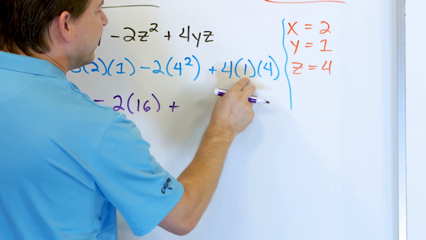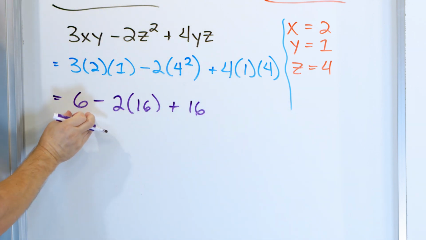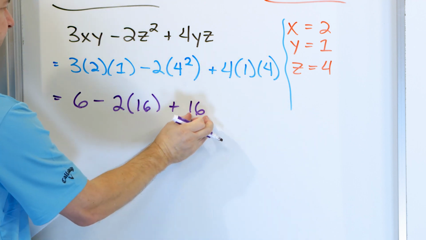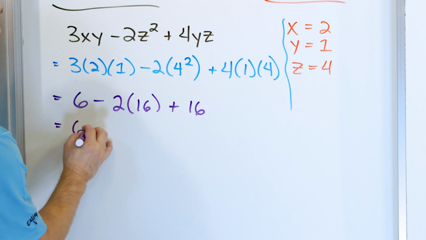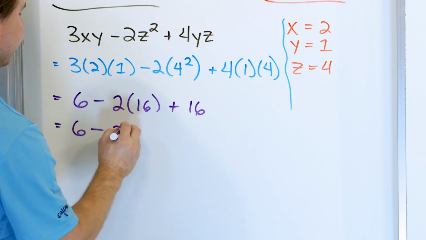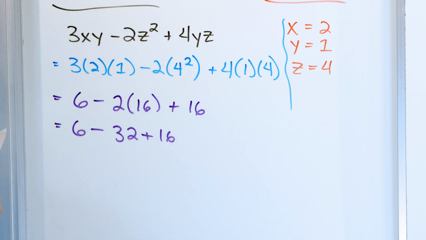Now in this step, 4 times 1 is 4, and then 4 times 4 is again 16. So we did this to calculate 6, we did this to calculate 16, and here we only did the exponent first. Next step we must multiply. 2 times 16, that's 32. And now we have to go left to right.